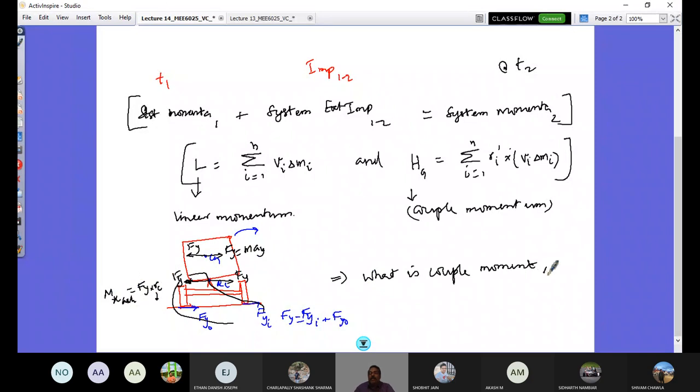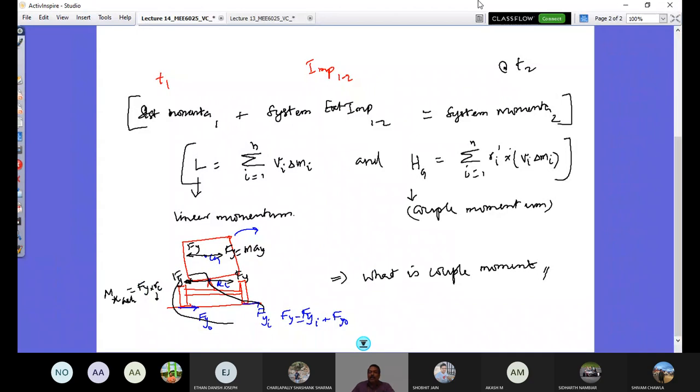So what is couple moment? You have understood. Look at a door latch. If you have to open the door, you apply force tangentially at one end of the door, and the door rotates about the hinge. You would see the reaction at the hinge, and the door is rotating because of the couple moment. So that's a couple moment, right?